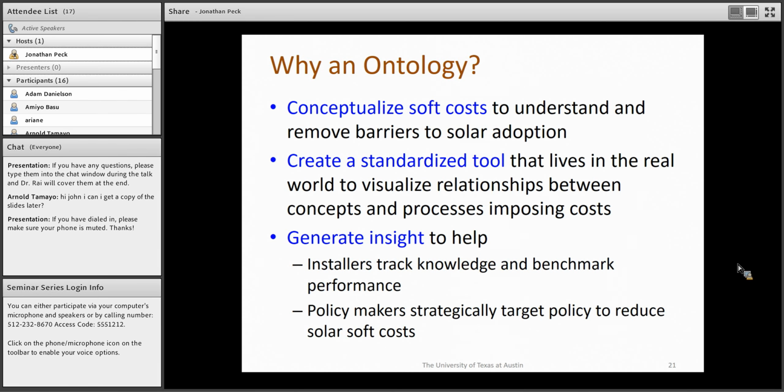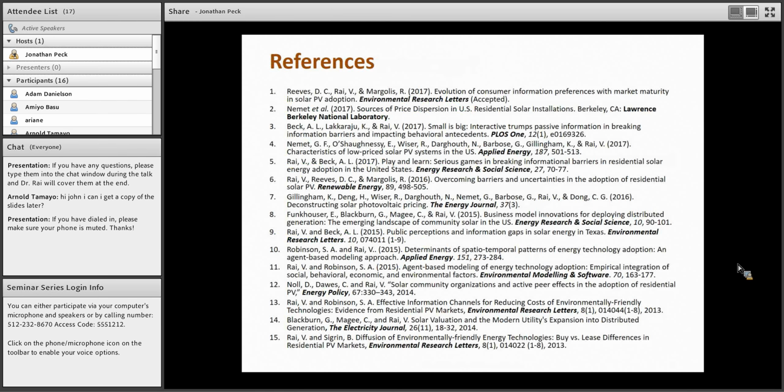So that's all I have for my prepared remarks. This is a number of studies that I've been a part of the last few years, all focusing on some aspect of soft costs. And I'm happy to get into Q&A and any discussions for the next 15, 20 minutes.